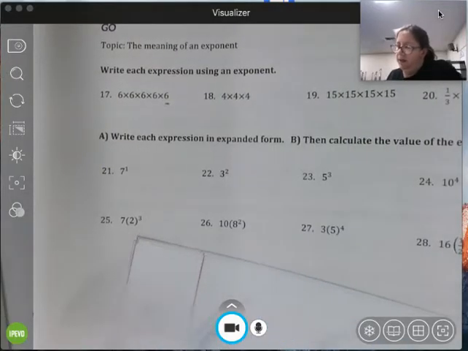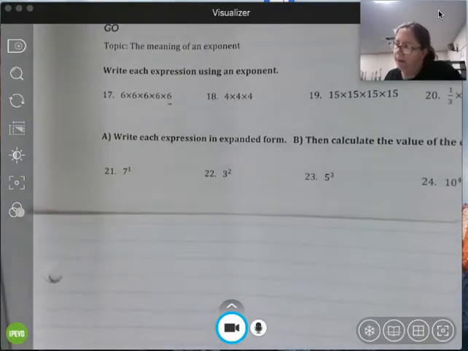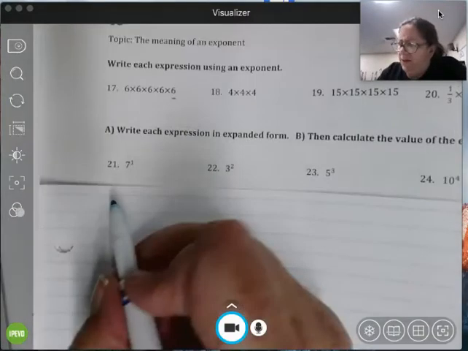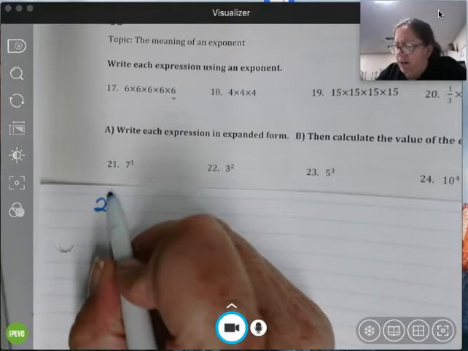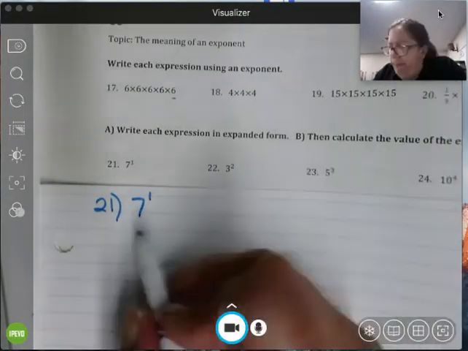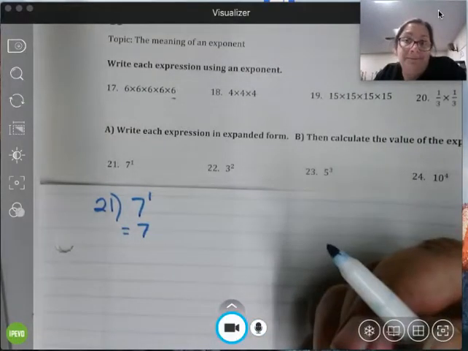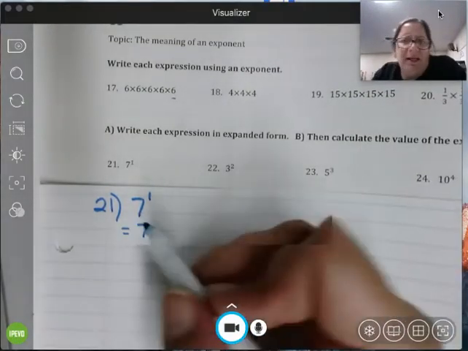And then expanded form. So 21 was kind of a trick question. 7 to the power of 1 means 7 times itself 1 time. You know what that is? 7. Easy. So easy that it was hard.